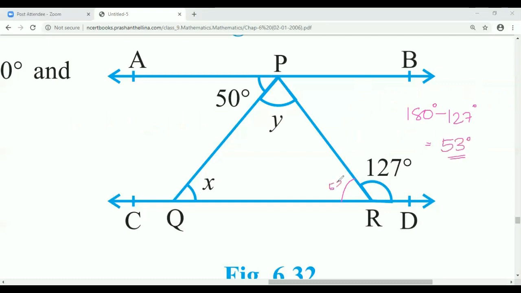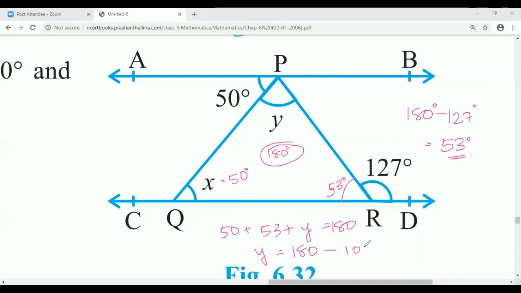Since this is 53 degree, and since this is 50 degree, we want the sum here to be 180. All the interior angles in a triangle sum to 180. You can use that result and find 50 plus 53 plus y is equal to 180. So y is equal to 180 minus 103. So you will get the answer 77. That's another way to solve the same.